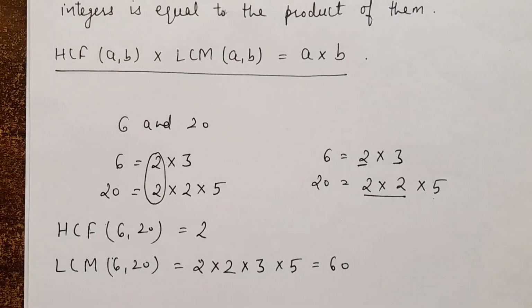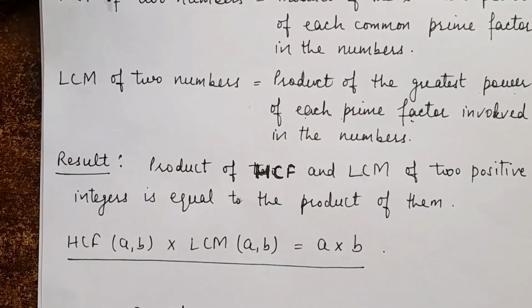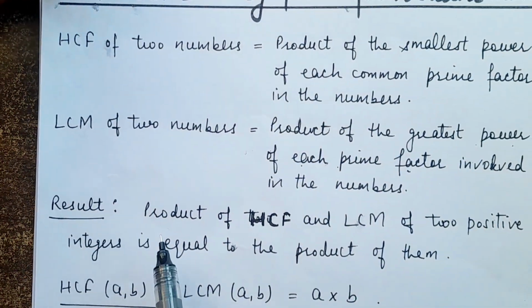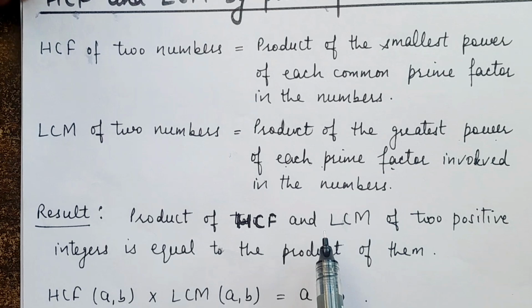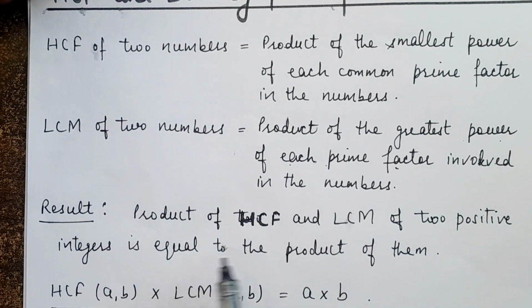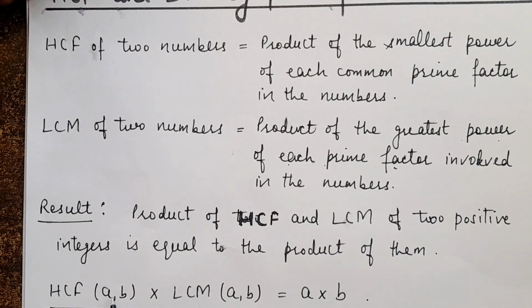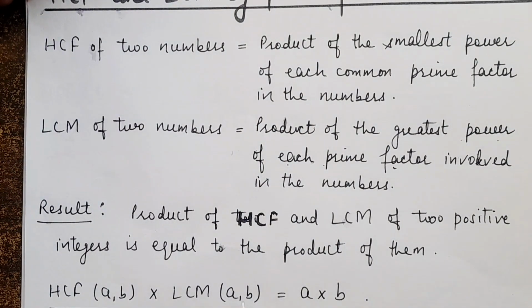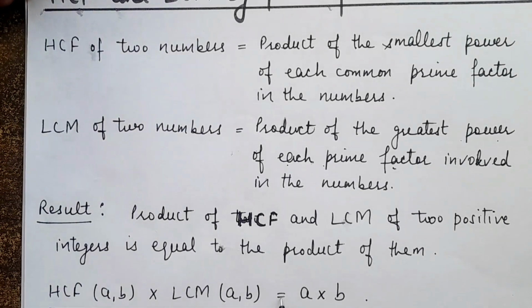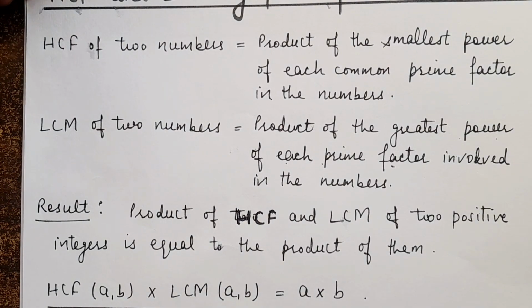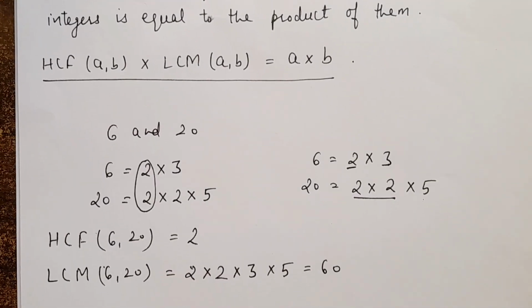So HCF and LCM of 2 numbers, you have been doing this HCF and LCM since class 4th, I think. Now there is an important result regarding HCF and LCM. See, the result is: the product of HCF and LCM of two positive integers is equal to the product of the numbers. So if we talk about HCF of two numbers A and B and LCM of two numbers A and B, if we multiply HCF and LCM of two numbers, the result will be equal to the multiplication of both the numbers.